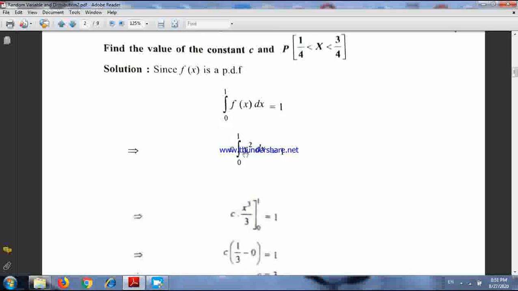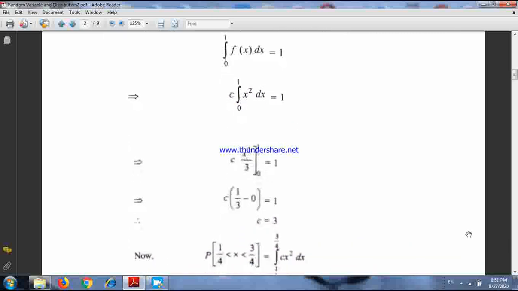Now just integrate this. C is a constant, so it is taken out of the integral, and the integration of x square means x cube by 3 in the range 0 to 1. So 1 cube by 3 minus 0 cube by 3, and the value of C comes out as 3.